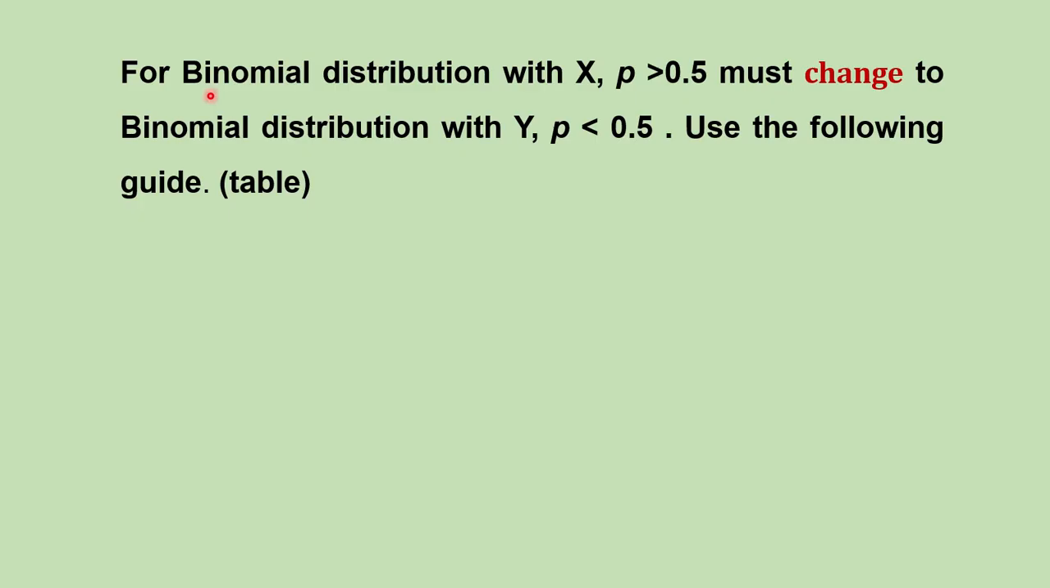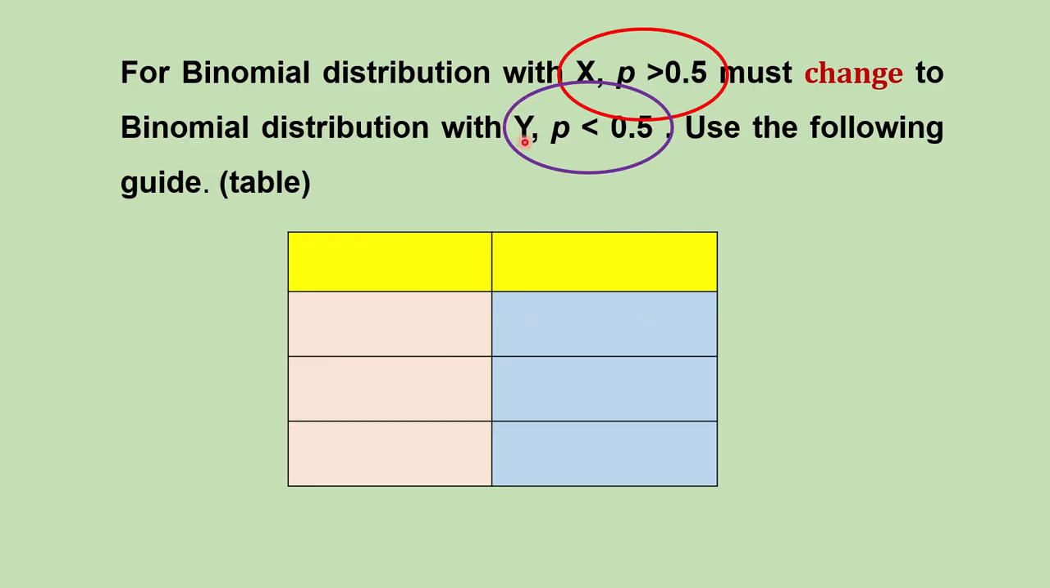Now we continue for the next part. That is for a binomial distribution with the random variable x where p is more than 0.5. To answer this question, you cannot read the table because your table gives the value for p less than 0.5. In order to use the table, you need to change to a binomial distribution with random variable y. Okay, so when you change to random variable y, p is less than 0.5.